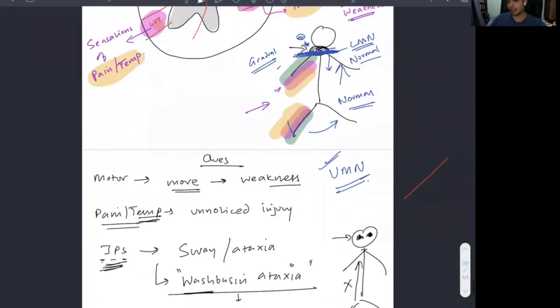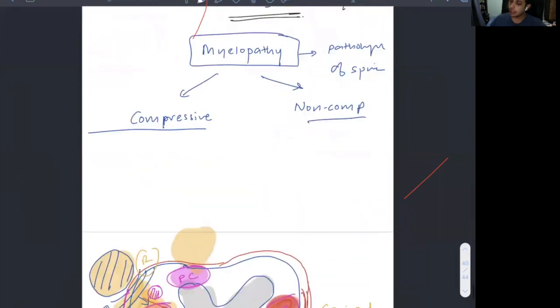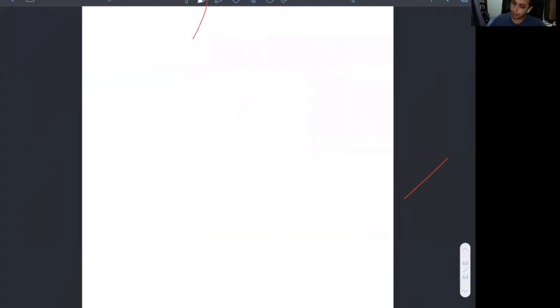So this is very, very important because your UMN findings, just to revise, are spasticity, increased reflexes, weakness but less than your LMN, and there's no atrophy, no fasciculations. So these are your UMN findings, and these are the findings that you will get in a high cervical cord lesion. Let's move a little below and talk about what if the lesion is not in the spinal cord.